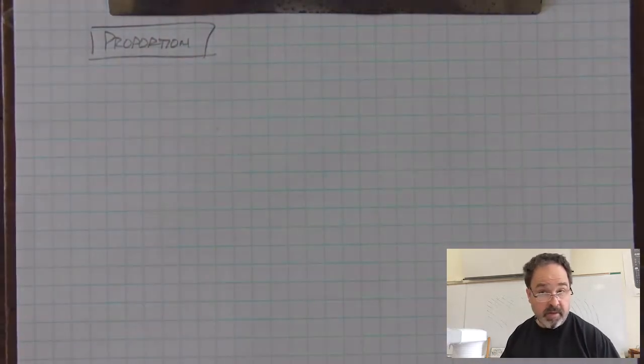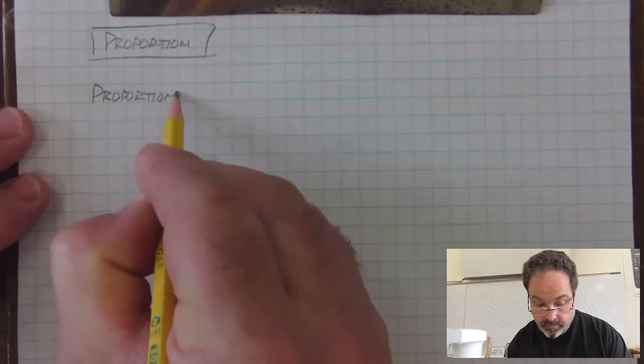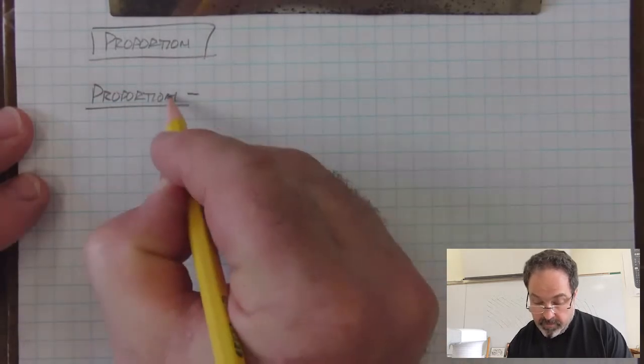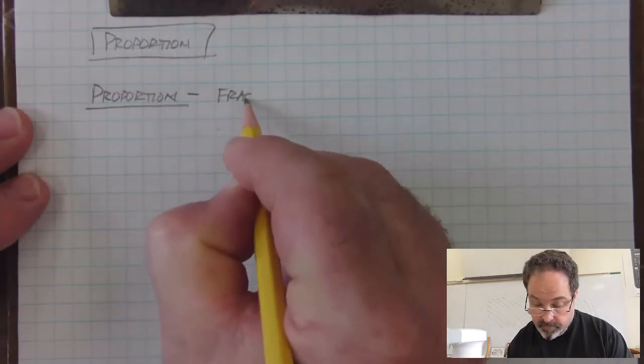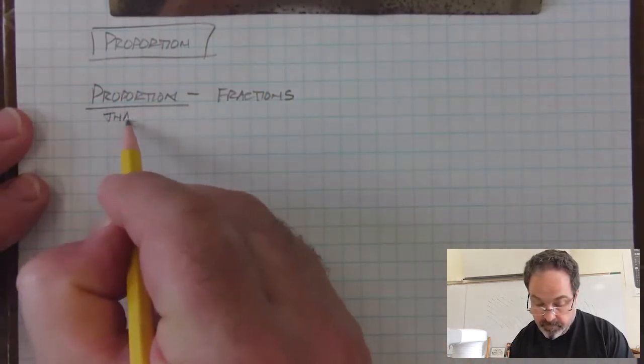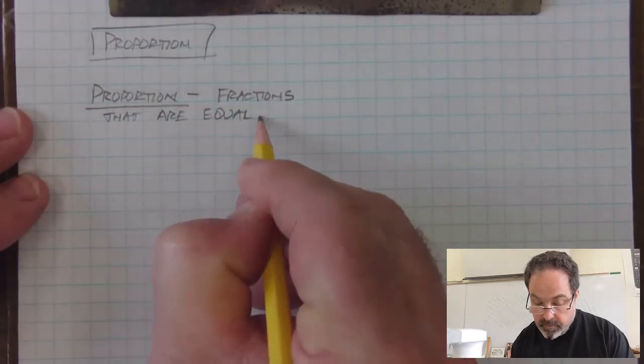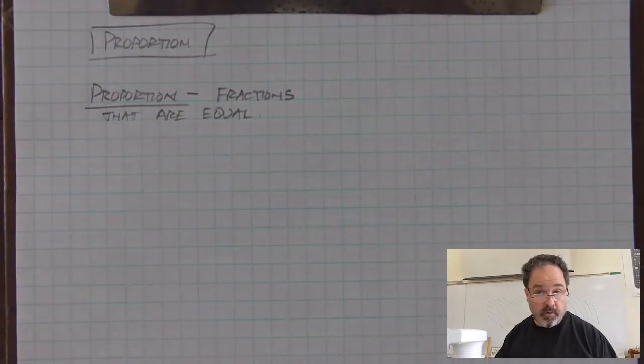A proportion is something that is very simple, but we use it in so many ways that we often lose sight of what a proportion quite simply is. A proportion is a comparison of fractions that are equal. Proportion is simply what we call fractions that are equal to each other.